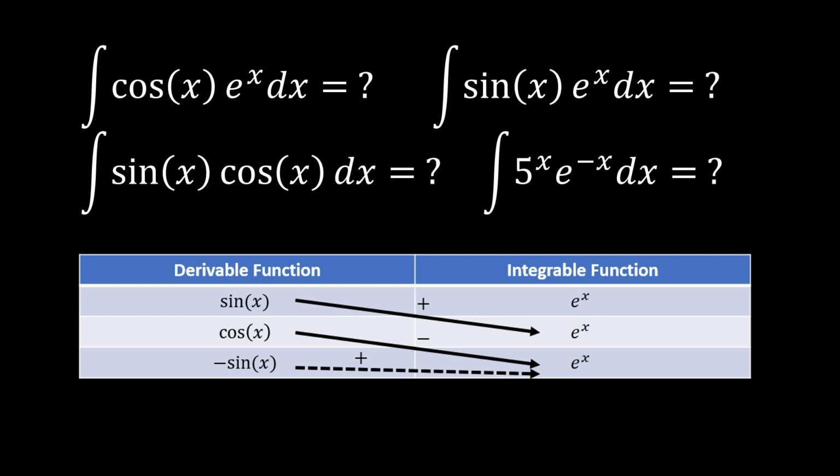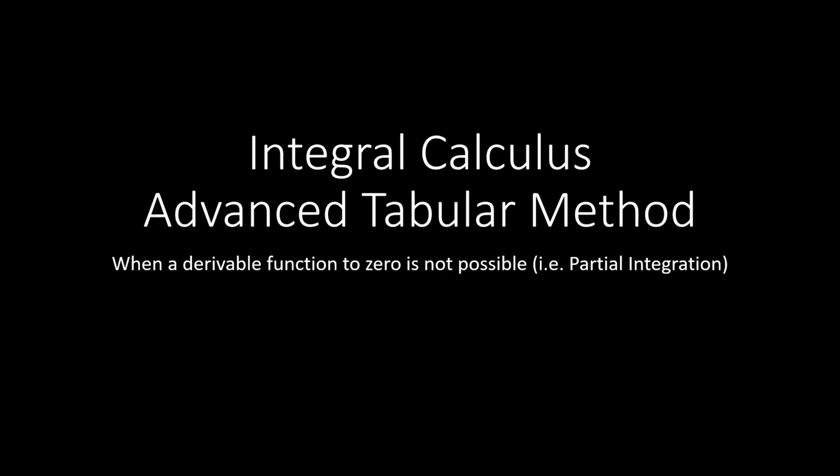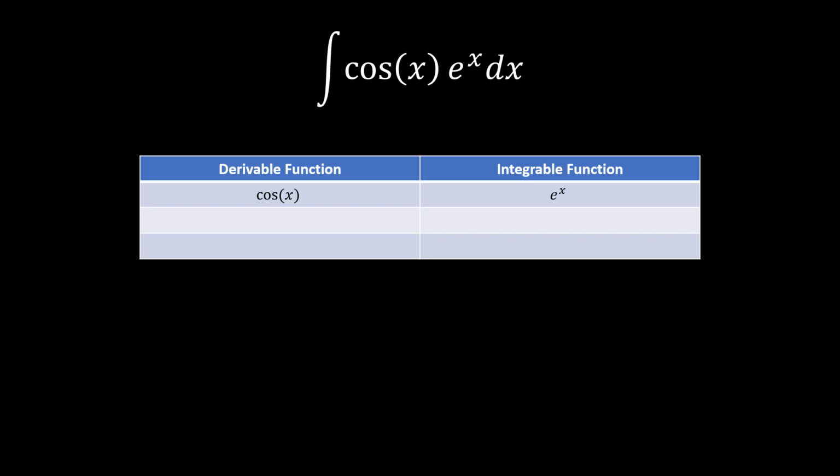Hello everyone, let's do some funky integrals. So we're going to do some more integral calculus using the tabular method in a more advanced way, where typically we want one of our functions in our integrand to be derivable enough times to equal 0, but maybe we'll have a situation where that's not possible, but we can still use the tabular method with some partial integration.